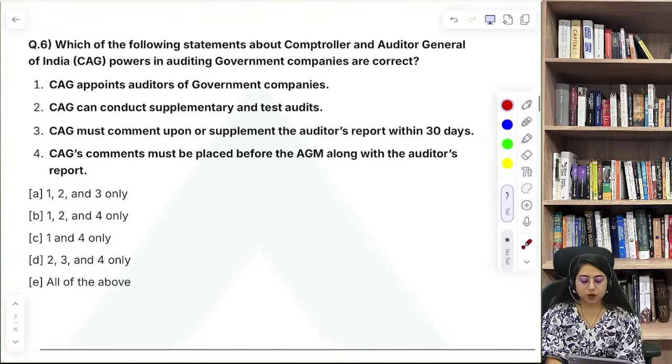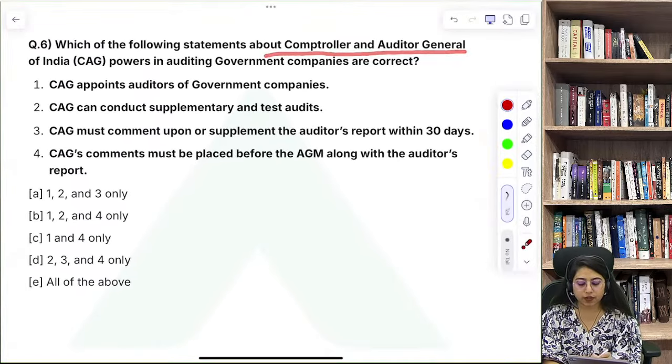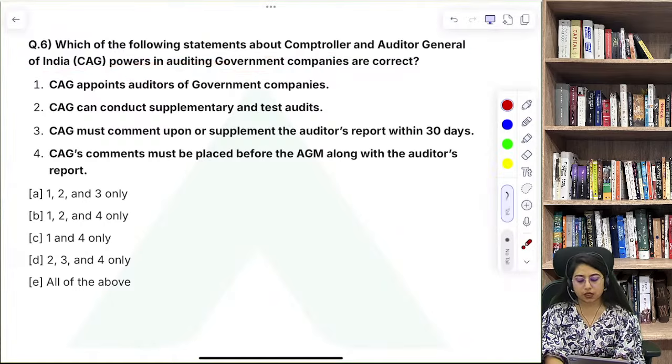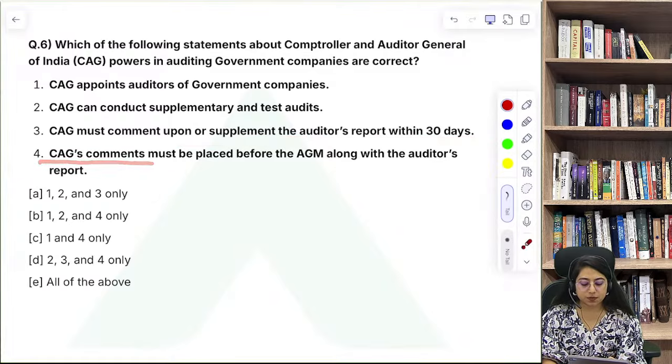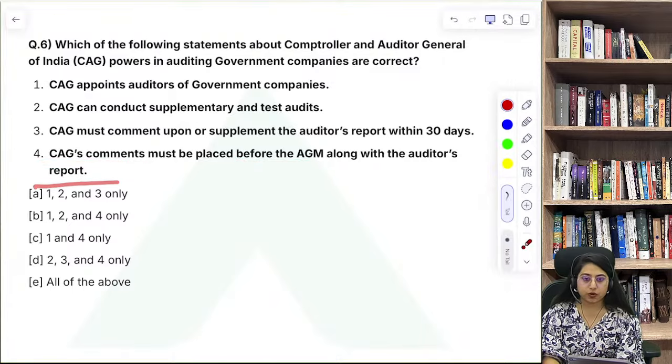Question number 6. Which of the following statements about the Comptroller and Auditor General of India's powers in auditing government companies are correct? 1. CAG appoints auditors of the government companies. 2. CAG can conduct a supplementary and test audit. 3. CAG must comment upon or supplement the auditor's report within 30 days. 4. CAG comments must be placed before the AGM along with the auditor's report. Which of the following statements are correct? There can also be an option for the incorrect ones, so please read the question carefully.